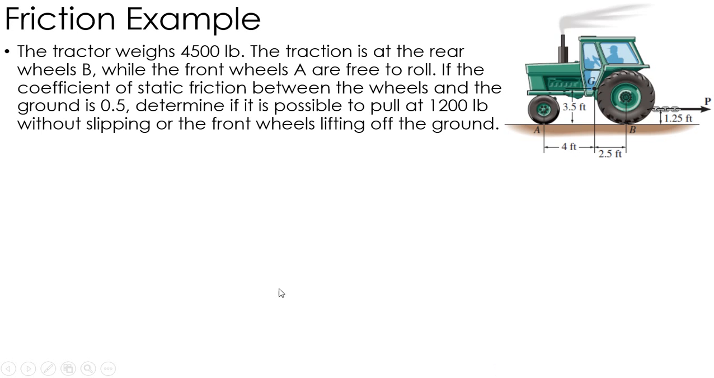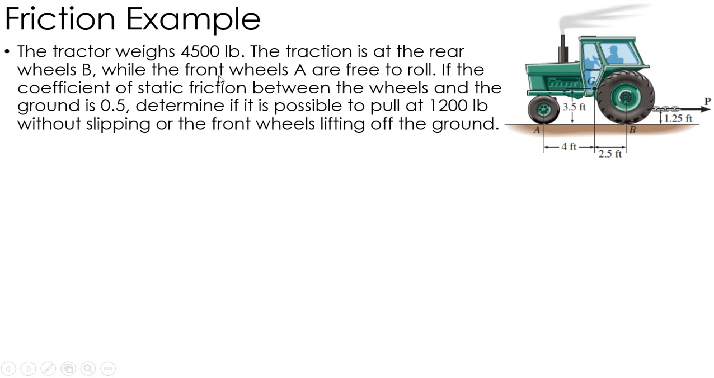All right, in this problem, we have a tractor that weighs 4,500 pounds, and that acts right at the center of gravity G labeled in the picture. The back wheels create the traction, so it's a rear-wheel drive. The front wheel just is free to roll along with it.